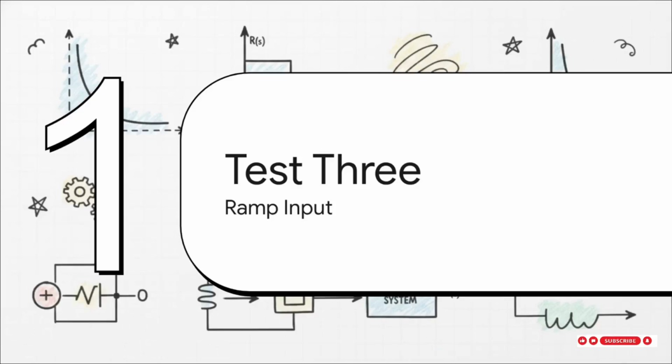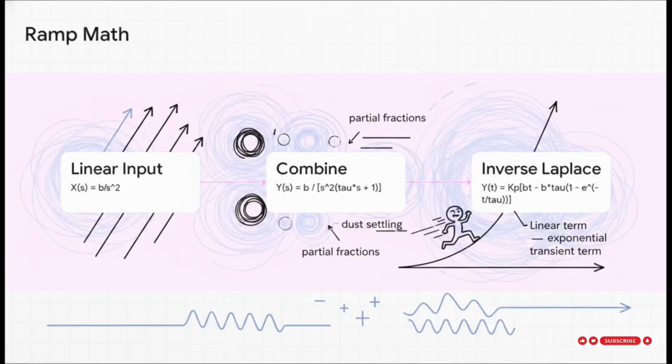All right, test 3, the ramp input. For this one, we are steadily and constantly increasing the pressure, the flow, or the temperature. Following the math, our linear input, with a slope of b, has a Laplace transform of b over s squared. When we multiply this into our system, the denominator gets a bit heavier.